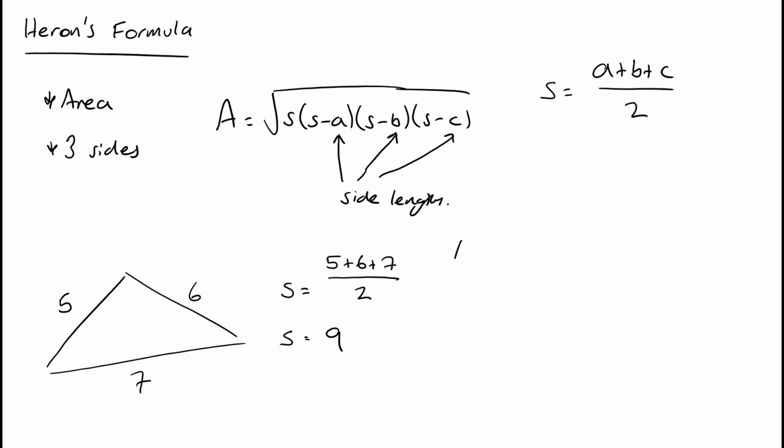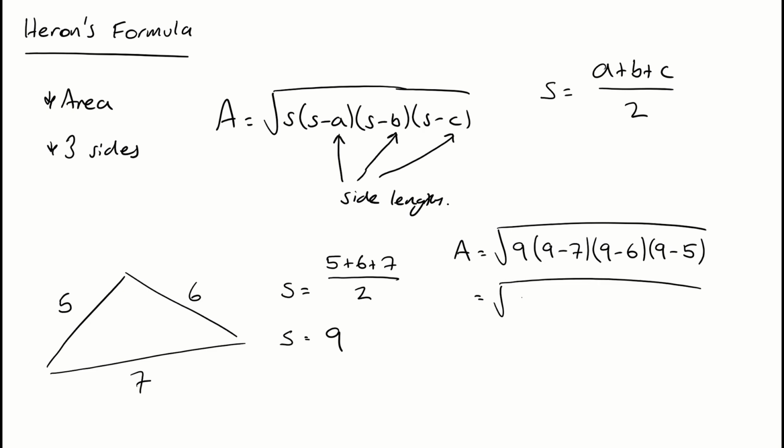And then substituting that into Heron's formula for the area, I get my 9 multiplied by 9 minus one of my sides, so 7, multiplied by 9 minus another one of my sides, the 6, multiplied by 9 minus another one of my sides, which is 5. If we continue to work this out, we get 9 times 2, 9 minus 6 is 3, and 9 minus 5 is 4. If you multiply all of those together, you end up with 216. And so the square root of 216 is just 14.70.